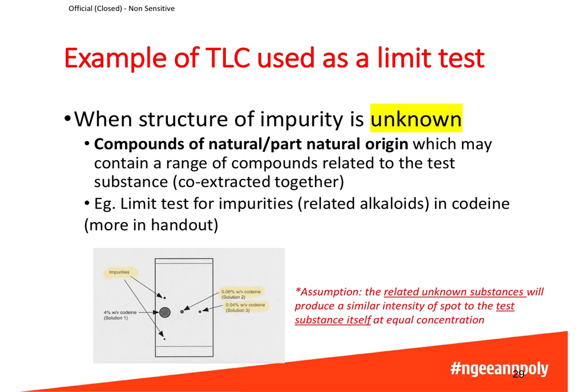So the intensity of the impurity spots on the TLC are compared to the intensity of the standard solutions of codeine. This method uses an underlying assumption that these related unknown substances, which are the impurities, would produce a similar intensity of spot to the test substance itself, which is the codeine, at equal concentration.